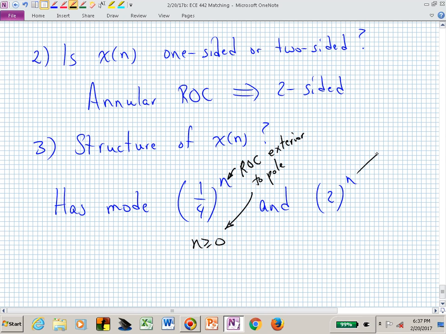What about this mode? Where is the region of convergence relative to that pole? And what does that imply? This one now is defined for n less than 0. We don't know the scaling, the coefficients that weight these modes, but we know these modes. We have a mode at 1/4 and we have a mode at 2.